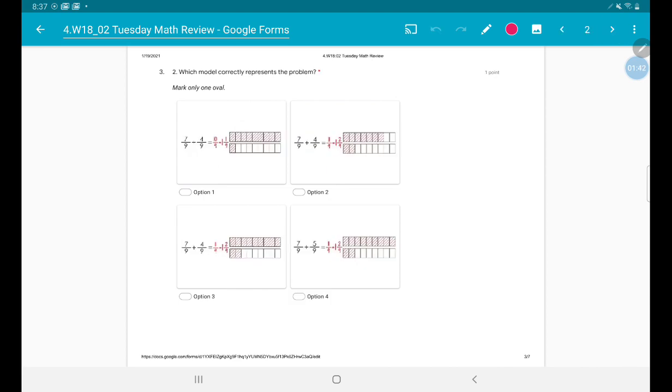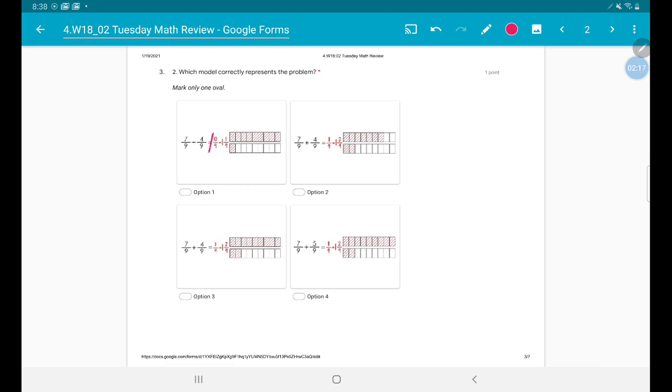The second question asks you which model correctly represents the problem. So I've got to look and see which one of these is correct. I look at option one, I've got 7/9 plus 4/9. My denominator is the same, so I can add my numerators. 7 plus 4 equals 11, not 10. So 7/9 plus 4/9 equals 11/9, not 10/9. Option one's not correct. We move on to option two.